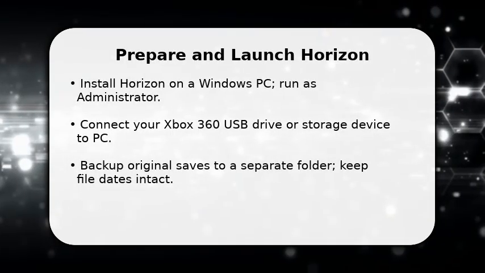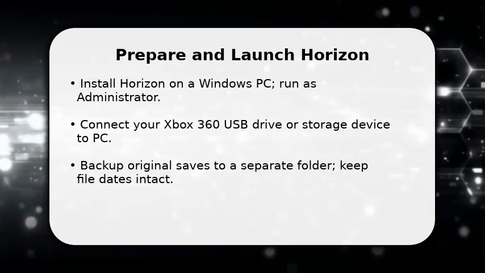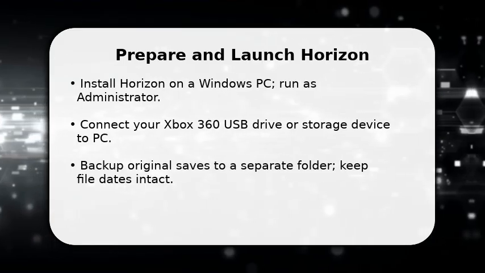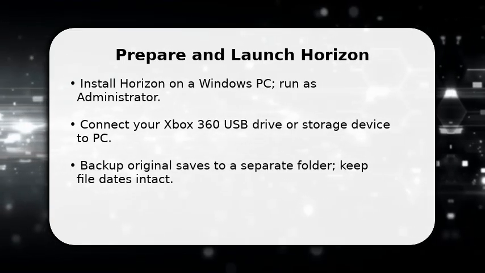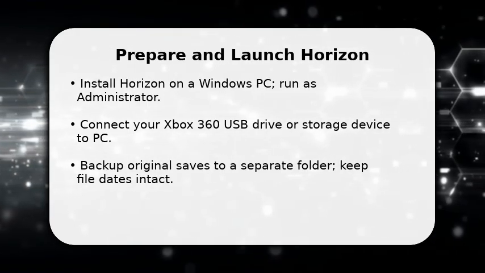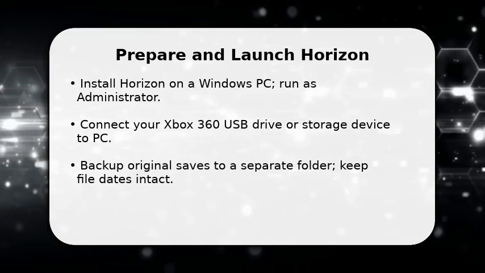You start by installing and launching Horizon on a Windows PC. Run it as administrator so it can access device drivers. Next, plug your Xbox 360 USB drive or external storage into the PC and allow Windows to recognize the device.